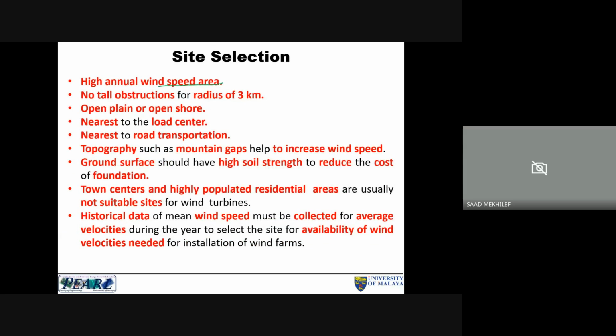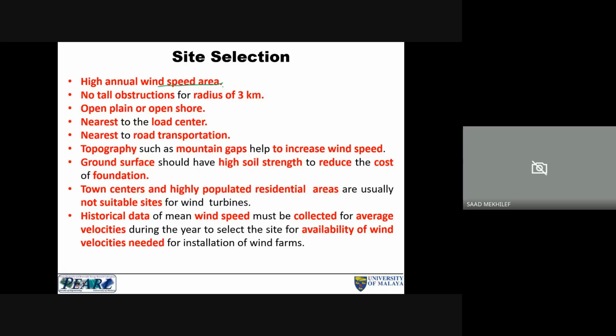Okay, so site selection. Let's go to the next one, which is site selection. As I said before, site selection is very important, and we always measure it by the annual wind speed. What is the average annual speed? Because some areas are very good in some seasons, during monsoon for one or two months, and not after that. We have to look into the annual, because the wind turbine has to work throughout the year.